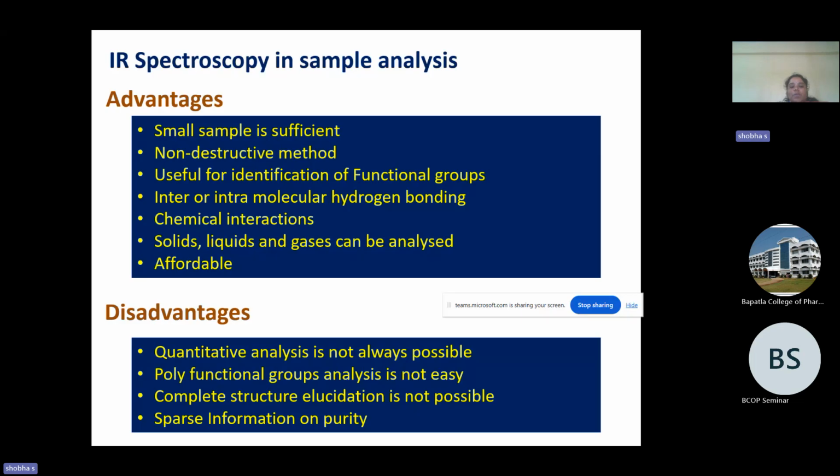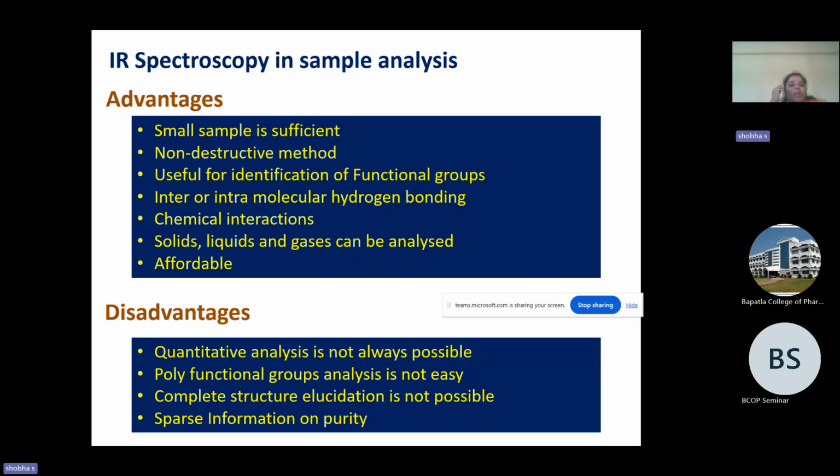And also it is helpful for us to identify structures in the solid form. In case of liquids, we may go for ATR, attenuated total reflectance, and gases can also be analyzed. This is a very affordable, cost effective method.